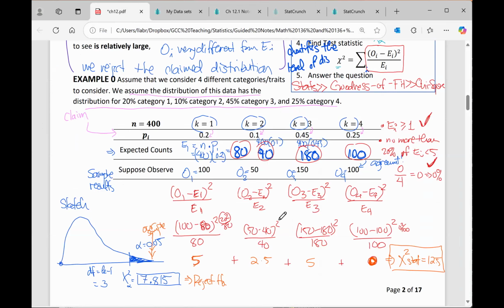In the next video, we will do another example, more carefully developed. That is the video where you want to make sure you pay attention to how to set everything up.